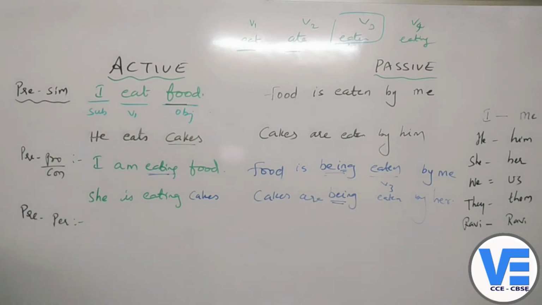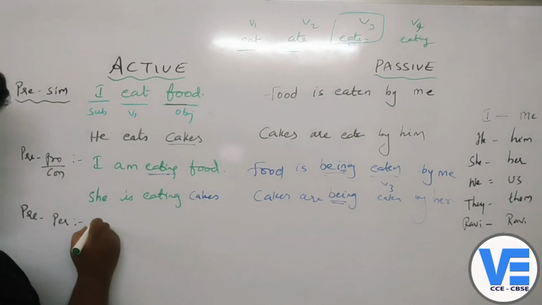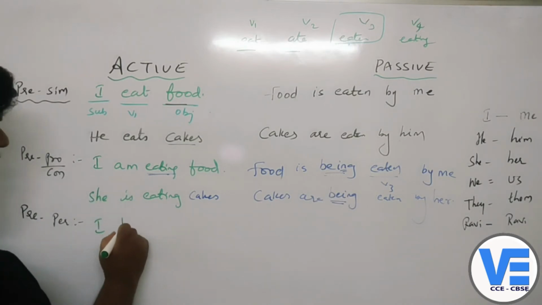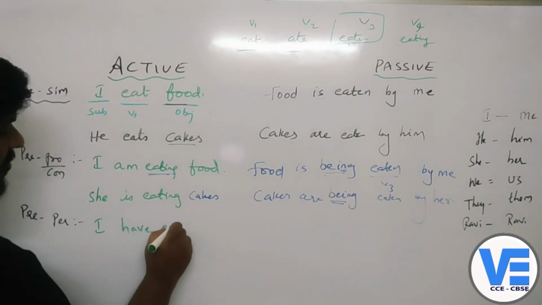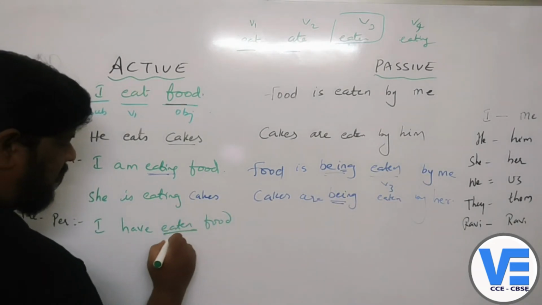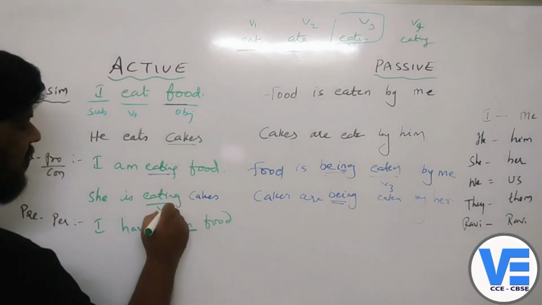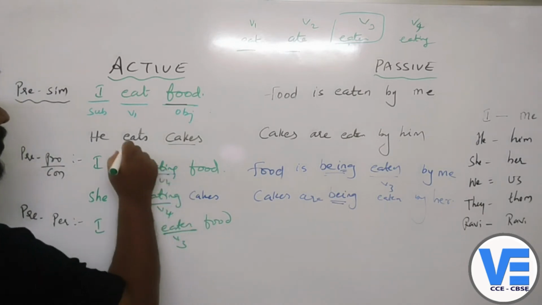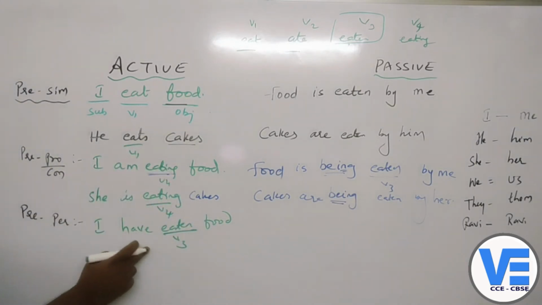Present perfect. So how do you write the present perfect here? Okay, I write with I here again. I have eaten food. So this is already V3. Okay, so I have eaten food.